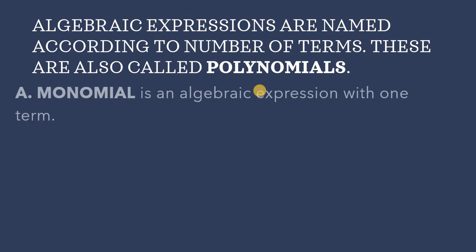Okay? The first one, we have the monomial. It is an algebraic expression with one term. Pag isang term lang siya, monomial. Examples, 4x, 5, and 3/4 x. These are examples of monomials. Isang term lang sila. Walang namamagitan na addition or subtraction between variables or variable and a number.